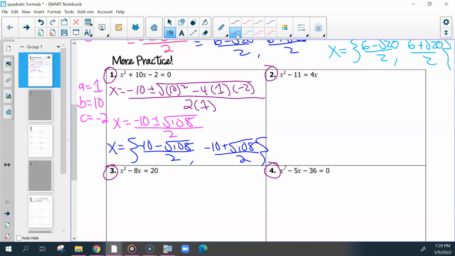Number 2 is a little different because it's not in the format that we already have. It's not equal to 0. We have to get it back in that format by taking this 4x and moving it over. We're going to subtract since this is positive. I'm not actually subtracting it to x squared or negative 11. I'm just moving it to the other side. And the only way to do that is to subtract. So I have x squared minus 4x minus 11 equals 0.